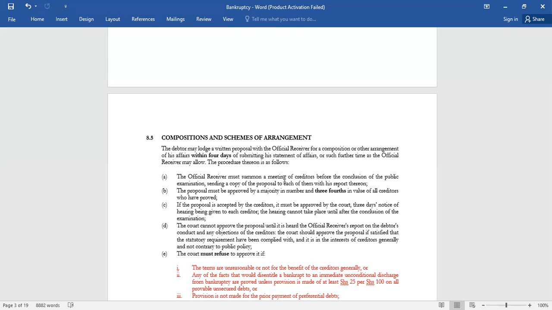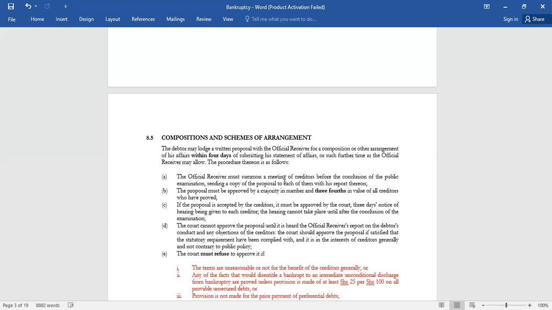So again, the court cannot make a ruling. The OR was investigating whether whatever you are alluding to is true or not. So there is no conclusion that can be made pending the hearing of the OR's report. And if there are any objections from the creditors meeting, the court will also listen. So the court should approve the proposal if they are satisfied the statutory requirements have been complied with, and it is in the interest of the creditors and not contrary to public policy. So it should not puncture the existing constitutional law.